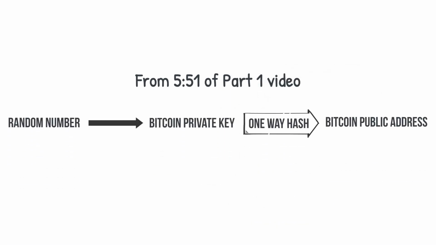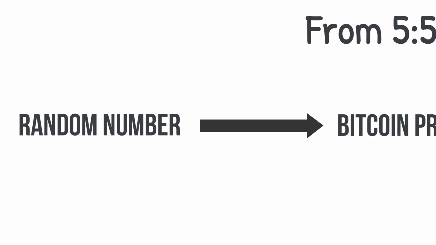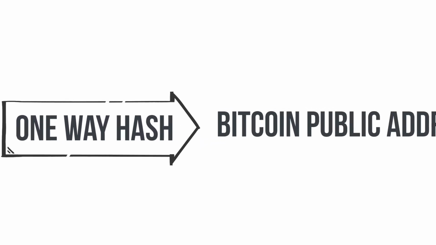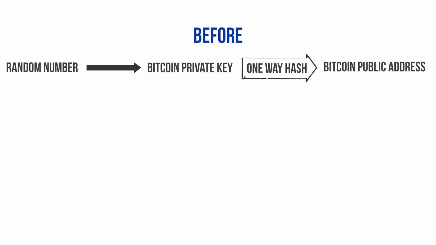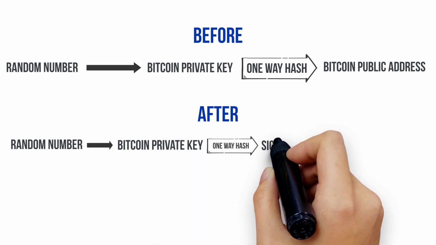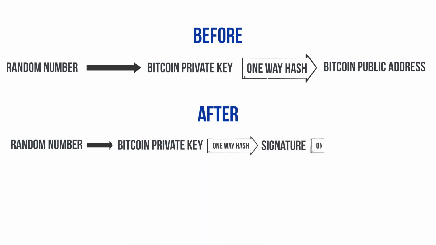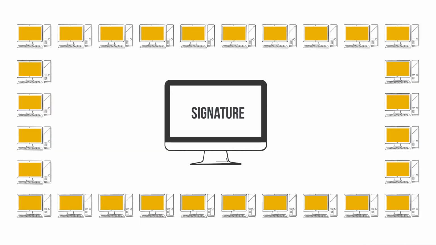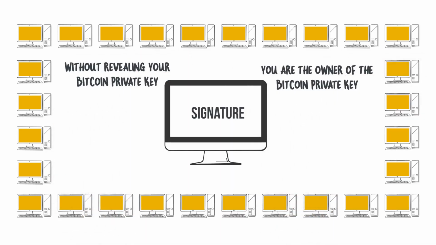To picture how this is possible, simply go back to our previous example of how your Bitcoin private key was hashed to create the Bitcoin public address. Now, instead of random number, then creates Bitcoin private key, then uses one-way hash to create Bitcoin public address, we simply add one more hash step in between the Bitcoin private key and Bitcoin public address so that we have random number, then creates Bitcoin private key, then uses one-way hash to create signature, then uses another one-way hash to create Bitcoin public address. Now it is possible to show the network your signature without revealing your Bitcoin private key while still proving that you are the owner of the Bitcoin private key.